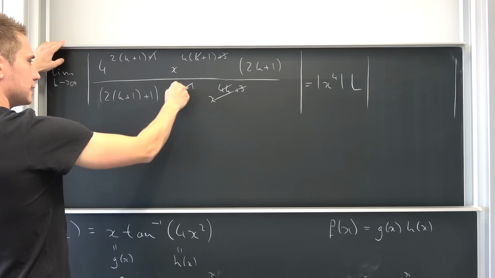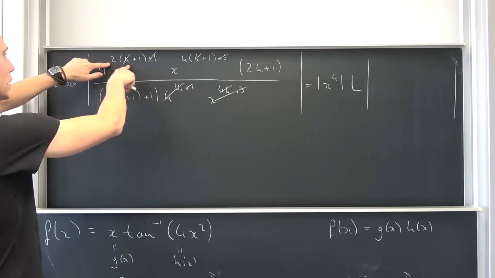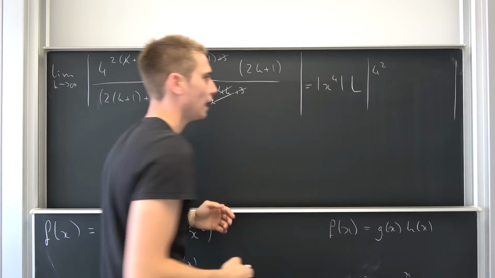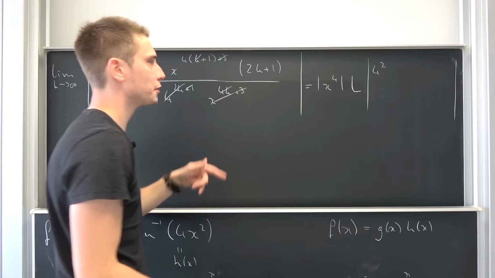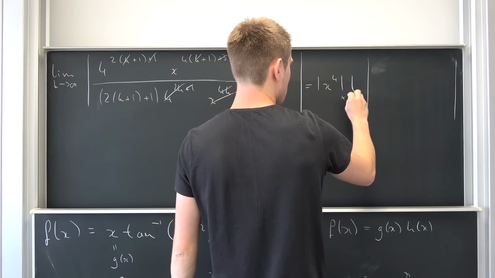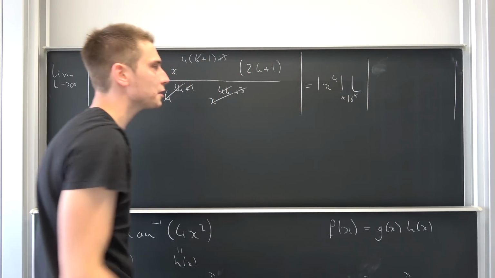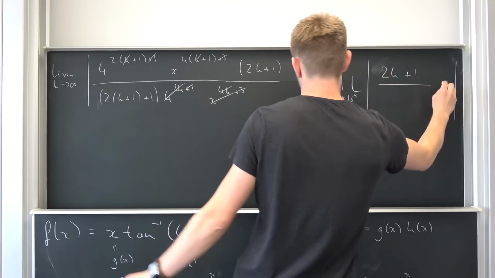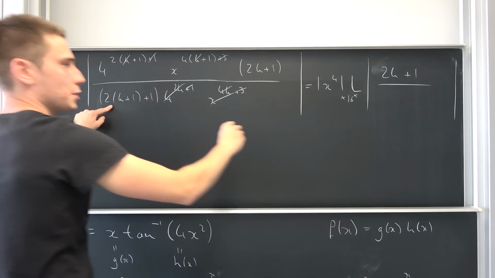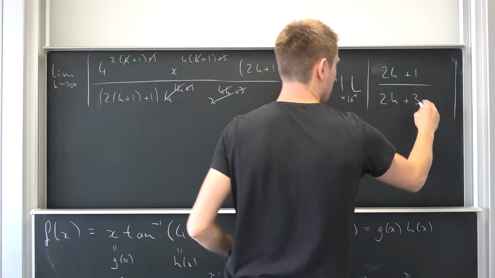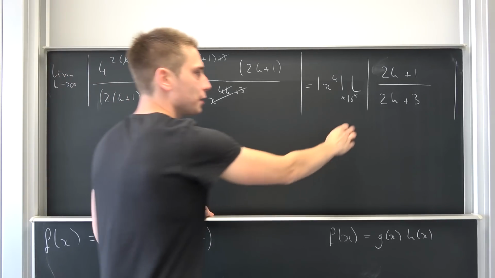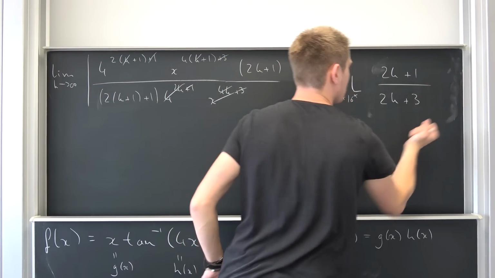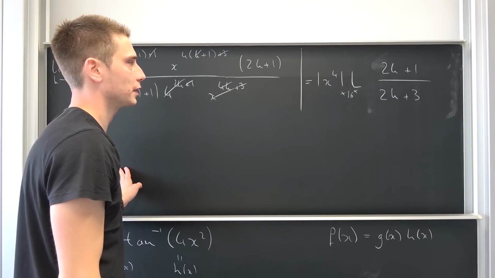what is going to cancel out: this and that, 2k and 2k. So we are going to have 4 squared. Absolute value of 4 squared, we can bring it to the front. So this is something we can do, so times 16, basically, times the limit. Other than that, we are going to have 2k plus 1 over 2k plus 3. The absolute value of natural numbers, or positive rationals, is simply positive, so getting rid of the absolute value right here.